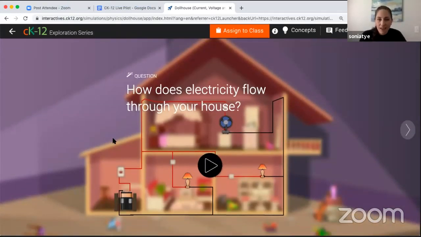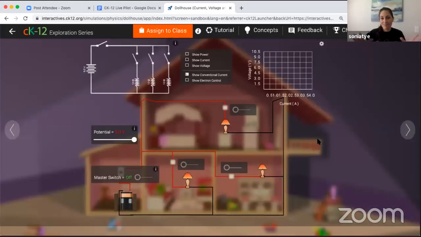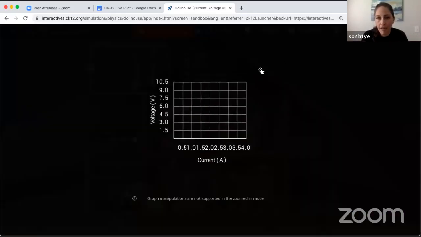Okay, how does electricity flow through your house? That's our big question for today. So I am going to toggle over to the Sim Sandbox, meant for you just to play around and have fun.